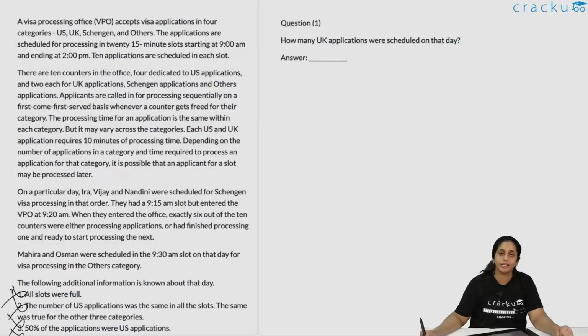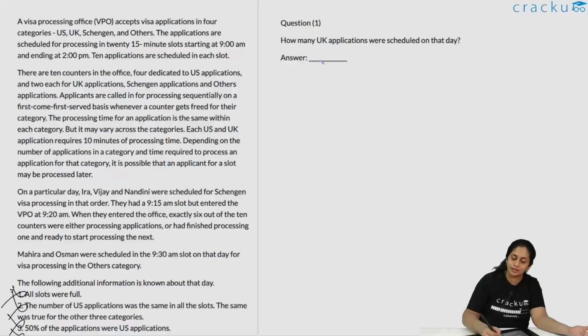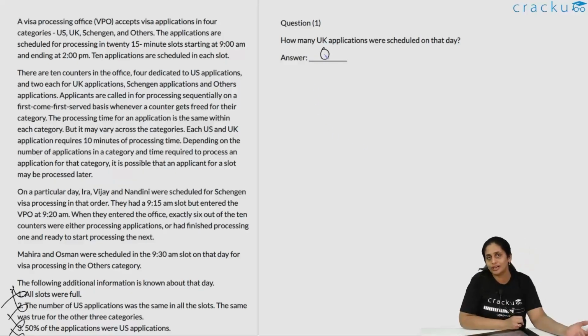How many UK applications were scheduled that day? We know there were 5 US, 2 others and 3 Schengen, but 0 UK. Per slot there are 0 and overall also there are 0. So how many UK applications were scheduled that day? 0 UK applications were scheduled that day.